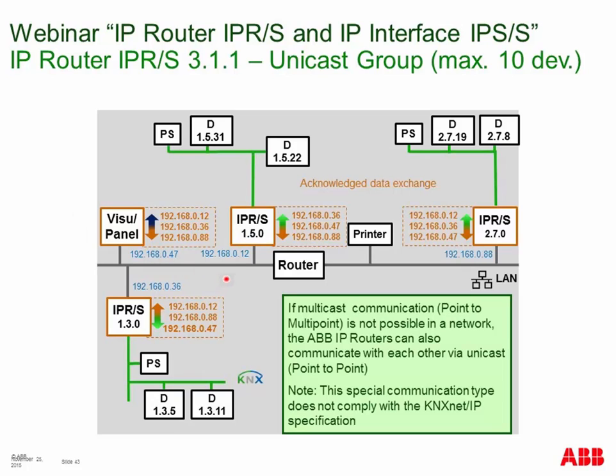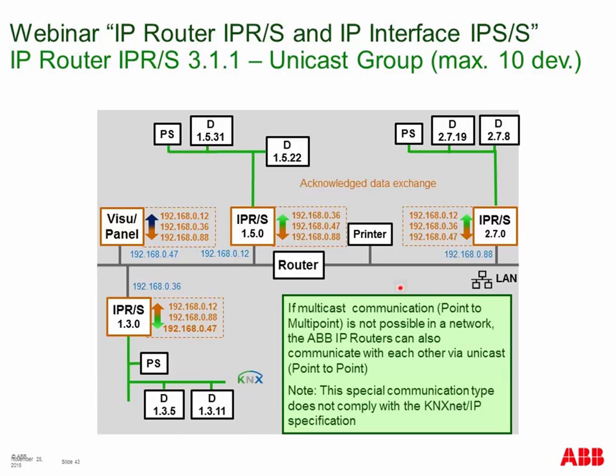So what do you do? You create Unicast groups, and in the groups you say which other IP addresses should work together with this IP router. For example, this IP router 12 can work with 36, which is this IP router here, can work with 47, which is a visualization PC, and can work with 88, the other IP router. So create individual groups, kind of Unicast groups. That's possible, and I will show you in the next slides how to do this.